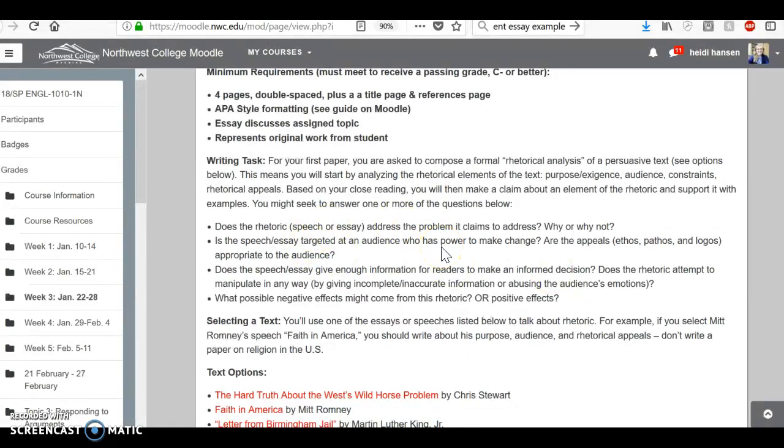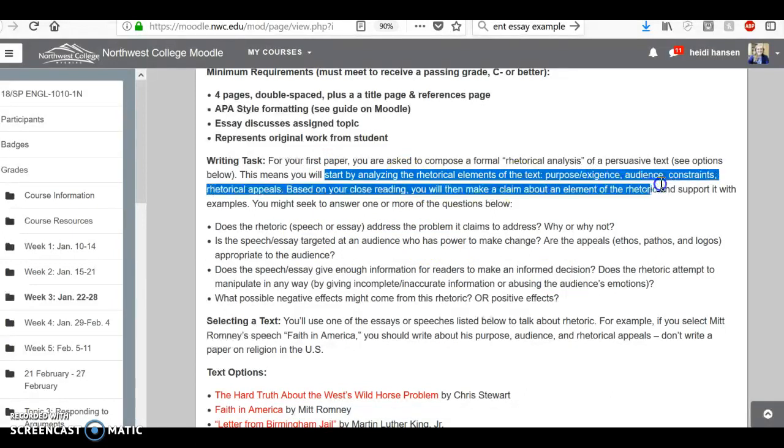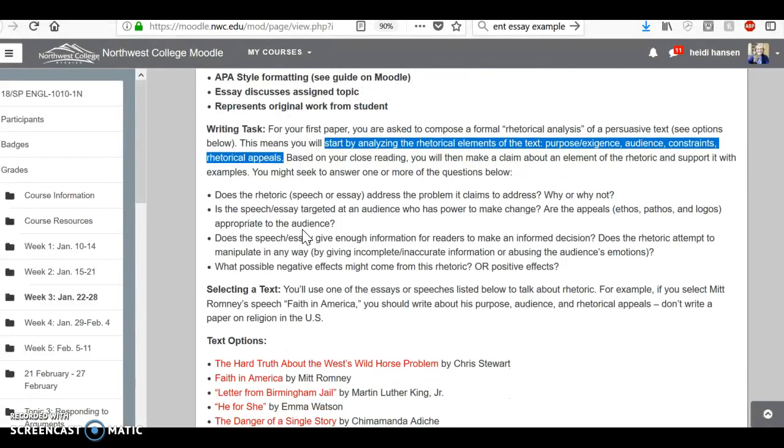All right, so what are you going to do with your persuasive text? Next part of this says that you should start by analyzing the rhetorical elements of purpose, exigence, audience, constraints, and rhetorical appeals. We've done some practice with that, so this assignment asks you to use those skills, but to create a more developed essay. Again, you want to think first about putting together the rhetorical situation that the writer is responding to, his exigence, audience, and constraints or requirements of the situation.